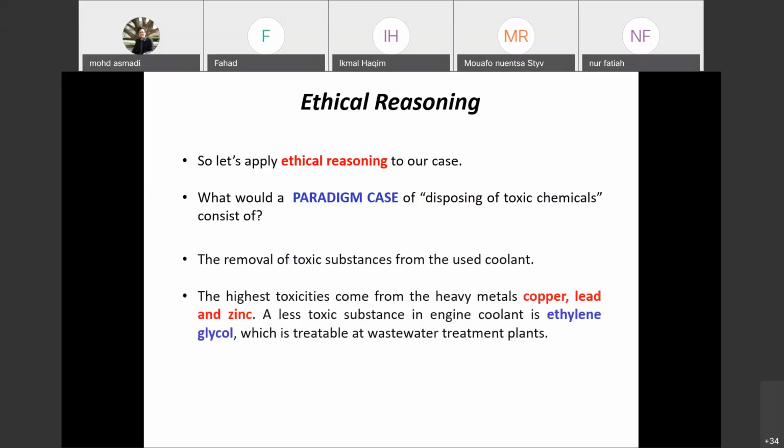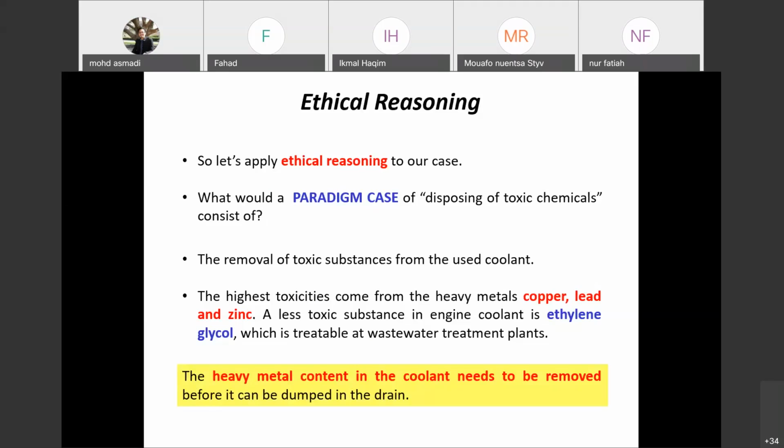Okay, look here. In terms of disposing of the toxic chemicals, you have to remove the toxic substances such as copper, lead, and zinc. Okay, and the less toxic ethylene glycols you have to treat at the wastewater treatment plant. Okay, ethylene glycol is generally used as a coolant. Even at laboratory scale we use ethylene glycol for the condenser. Okay, so this one you can treat at the wastewater treatment plant. And the heavy metal content in the coolants needs to be removed before it can be dumped in the drain. Okay, this is the method as an engineer.